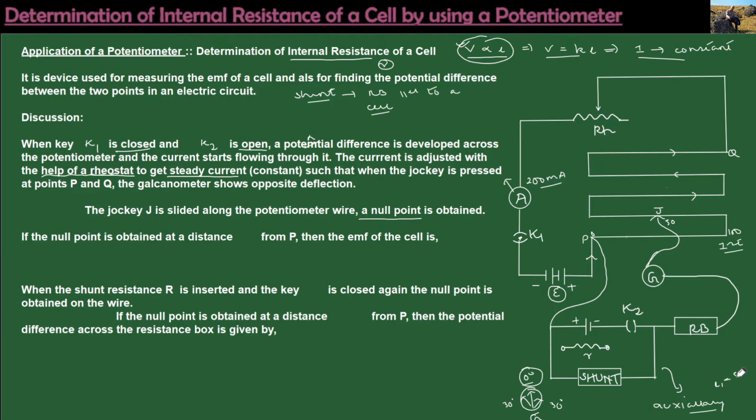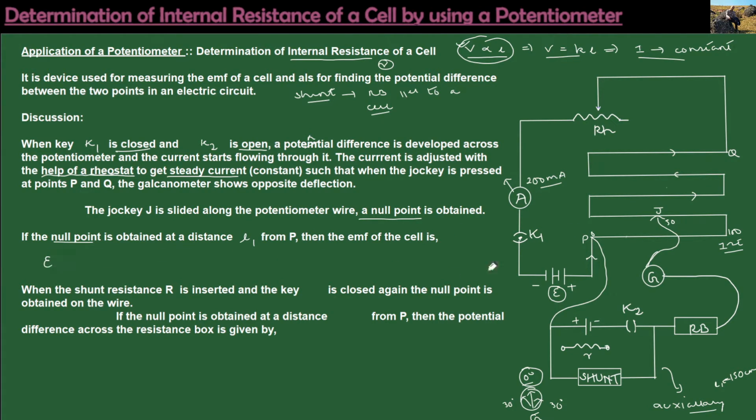Suppose let me name that as L1. L1 in that case will be equal to, suppose, 150 centimeters. So over here, if the null point is obtained at a distance, say in general, let me take that distance as L1 from this point P, then the EMF is given by 1.